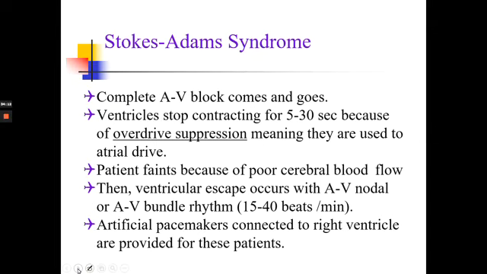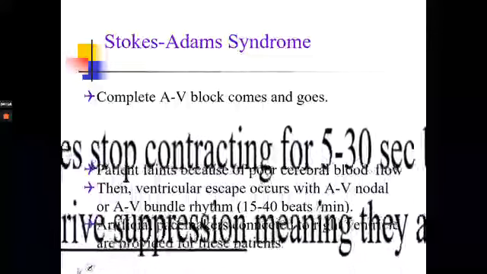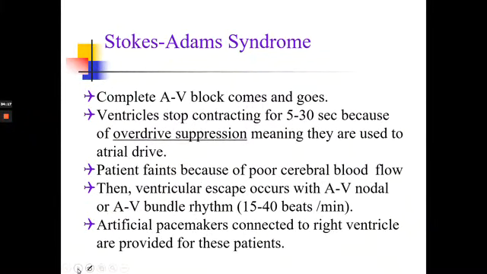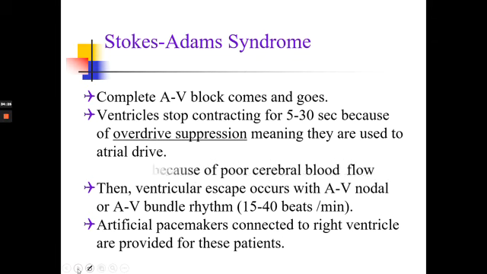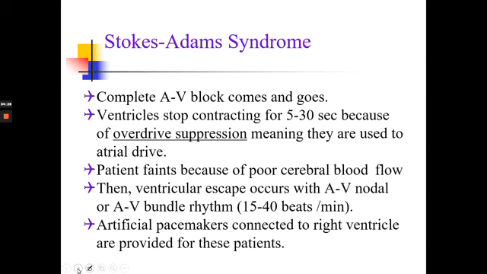Okay, in the Stokes-Adams complete block, the heart stops for 5 to 30 seconds because of overdrive suppression. Then the Purkinje resumes its rate, which is around 15 to 40. The patients usually, after the rate gets low, faint and fall down. Why fall down? Because there is no cerebral blood flow.